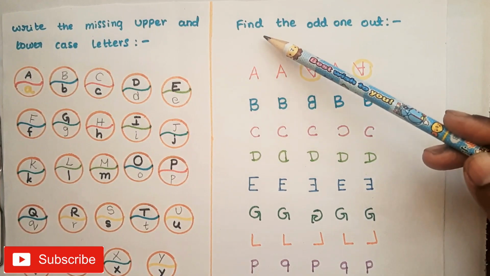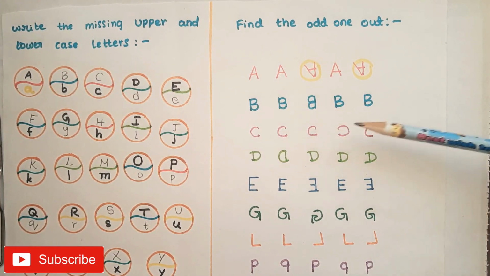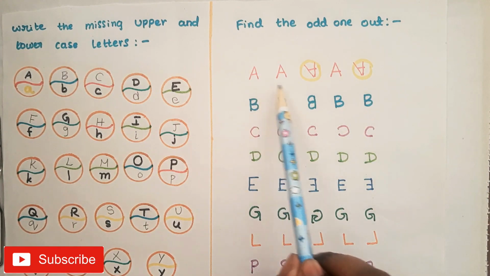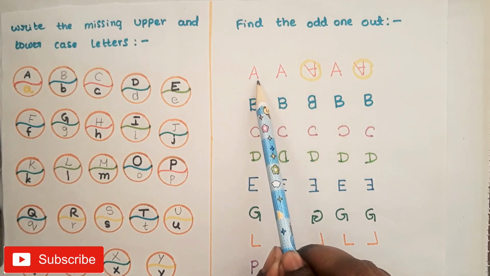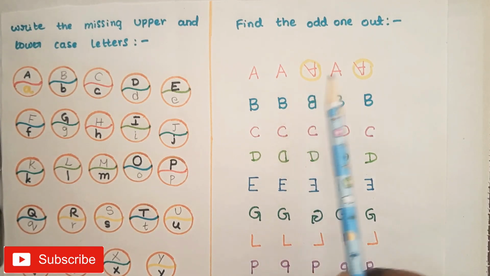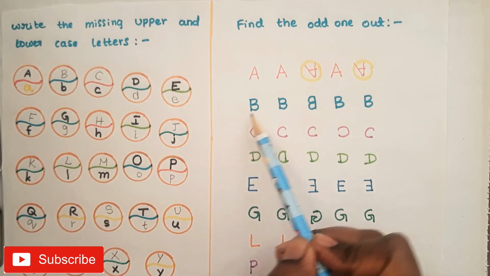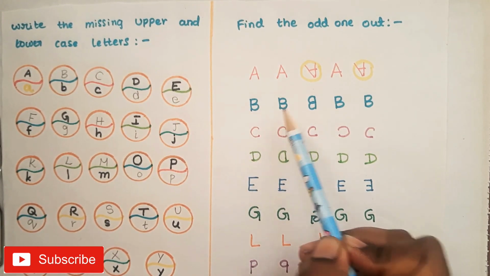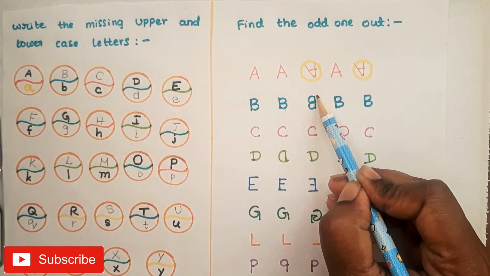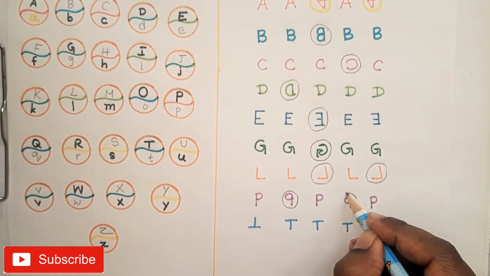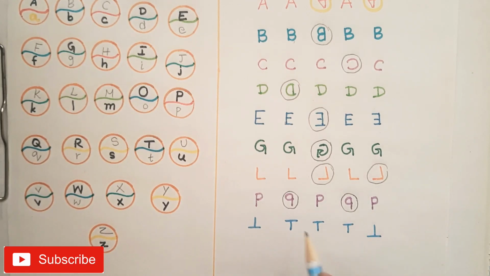So second one, find the odd one. Here the kid needs to identify the odd one and circle it out. I have given one example here. Capital letter A, but it is in the reverse manner. The kid needs to circle the odd one. The same way, second one, capital B, here this is reverse, so this is the odd one. Here we have two odd ones, so the kid needs to circle two letters.